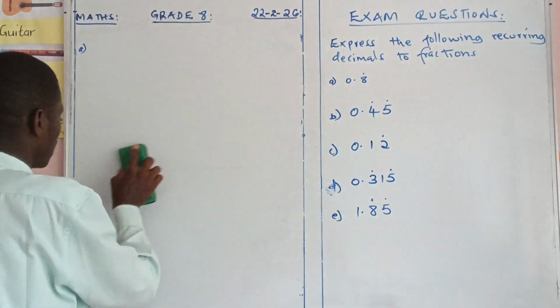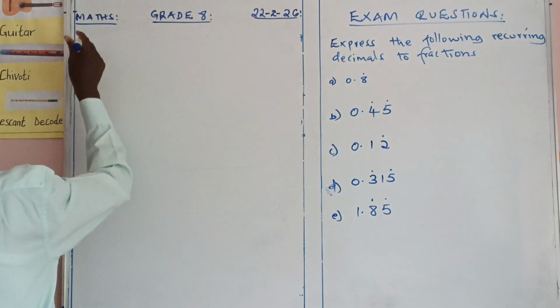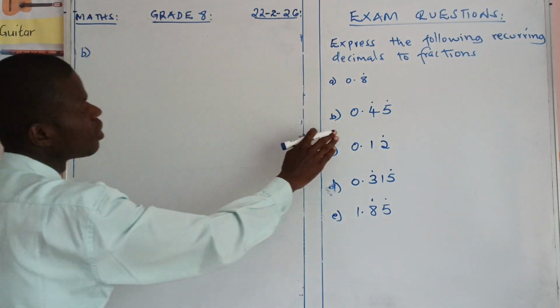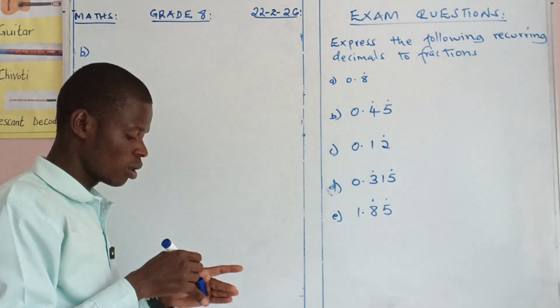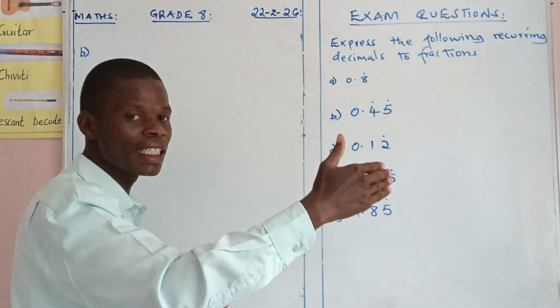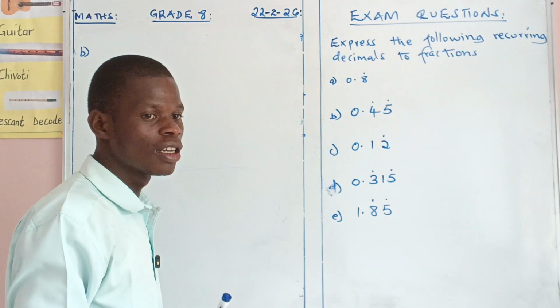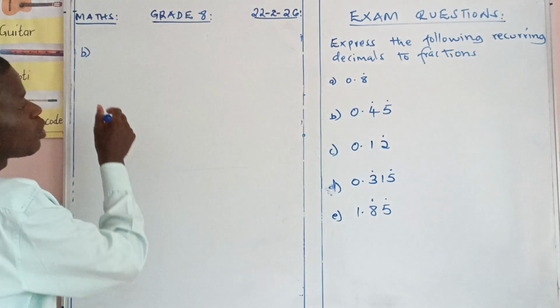So that's the first part. Second part, B, what do you have? So we will be moving very fast because we know the main aim is to eliminate the recurring digit on the right-hand side of the decimal point. As simple as that. B, what do you have?